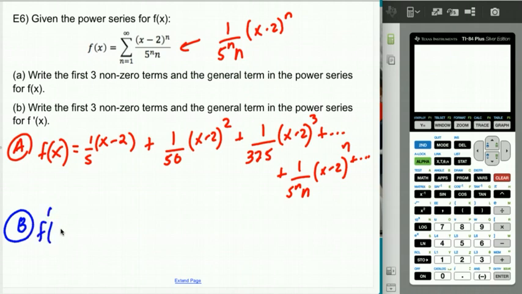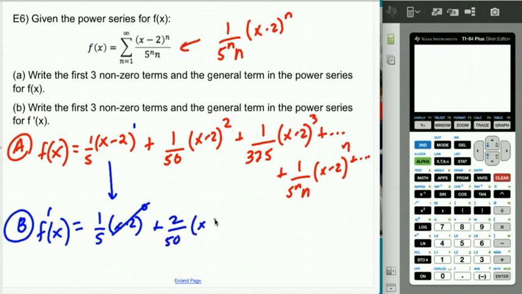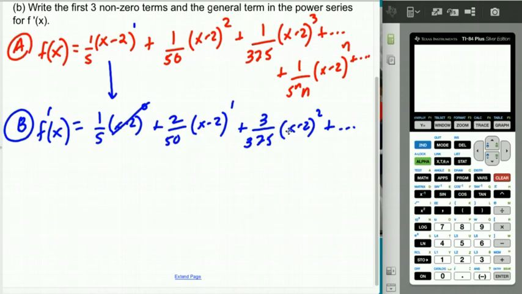So my f prime of x, when I differentiate this guy, I drop the power down, 1/5 x minus 2 to the 0, but I just don't bother to write that, so it's just a fifth. When I drop the power down here, I'm going to get 2/50 x minus 2 to the first. When I drop the power down here, I'm going to get 3/375 x minus 2 to the second. So there's my first three terms, and then the general term. I'm going to drop the n down, and I'm going to get n over 5 to the n times n, and then x minus 2 to the n minus 1.